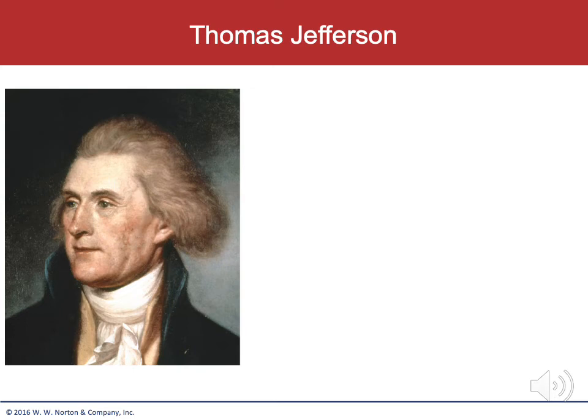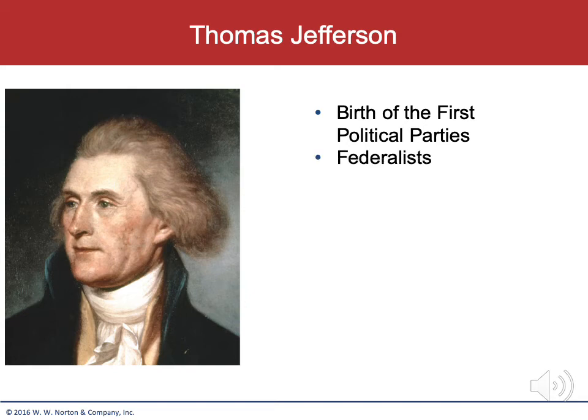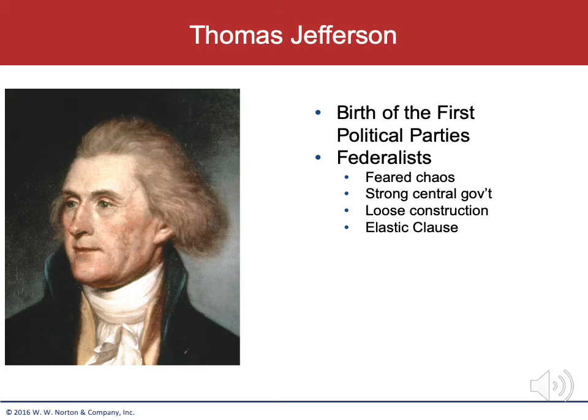So Hamilton's biggest opponent is going to be Thomas Jefferson. And Jefferson's really responsible for the birth of the first parties because he forms a group to fight against the federal government called the Anti-Federalists. So the Federalists, who feared chaos and wanted a strong central government, believed in a loose construction. And what this means is Hamilton decided that a national bank was constitutional because the federal government says that they should have as much power as they need to do their job. This is a very loose interpretation of the document. And it's referred to as the Necessary and Proper Clause or the Elastic Clause.